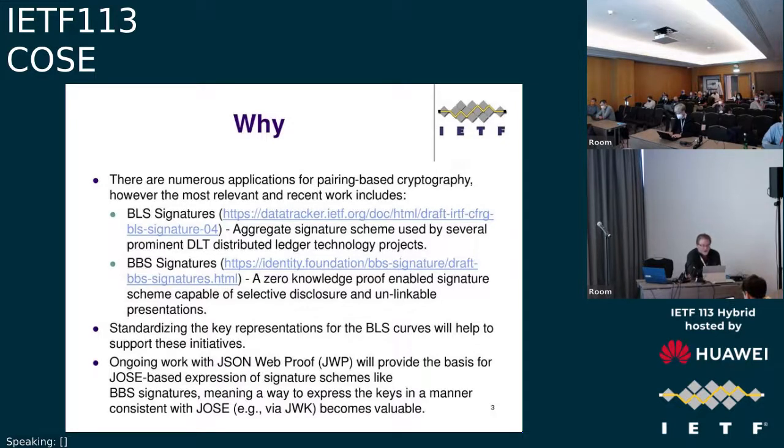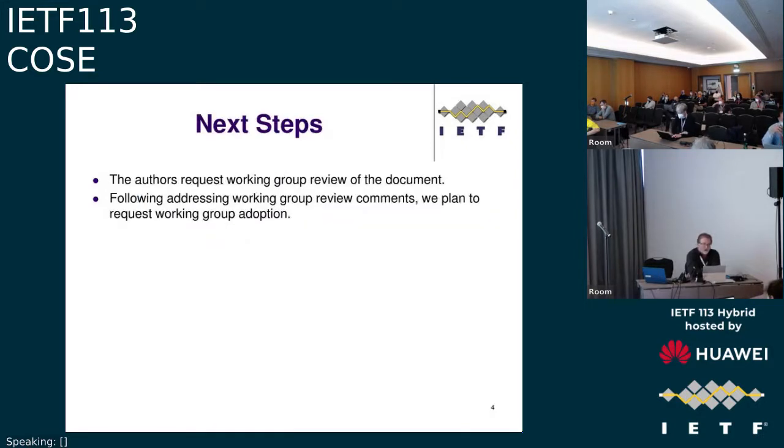There's also ongoing work on something called JSON Web Proofs that I'm a co-author of for doing JWT-like and JWS-like signatures, but with multi-signature and zero-knowledge selective disclosure proofs. Next. So the only next steps that the authors are requesting today is for people to read the draft and to comment on the mailing list. Following a discussion on the mailing list, depending upon how that goes, we may ask for working group adoption, but we are not doing that today.